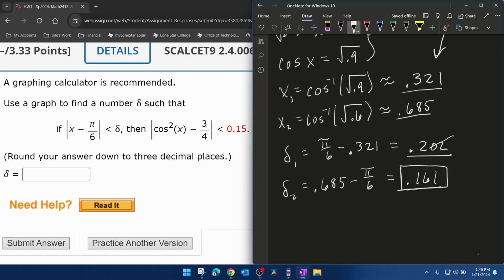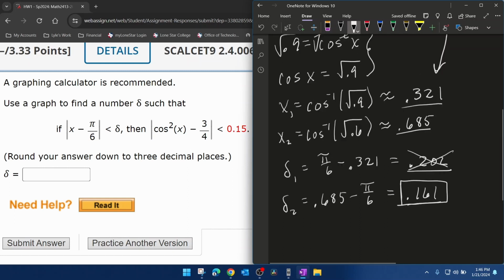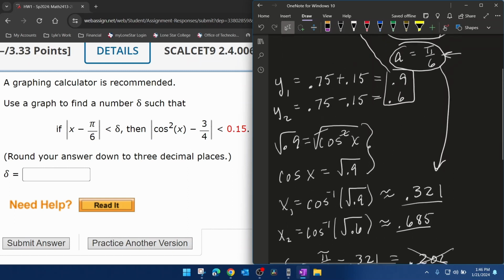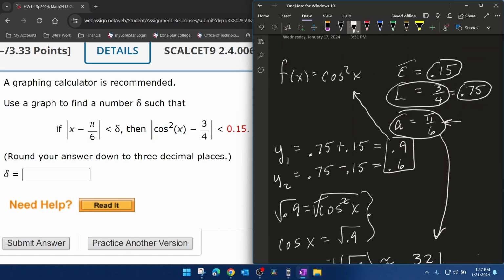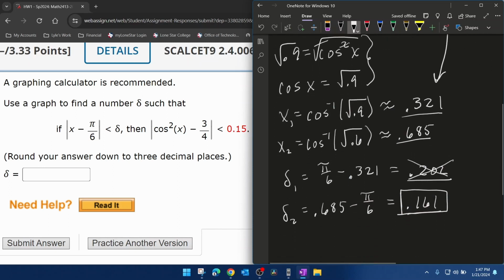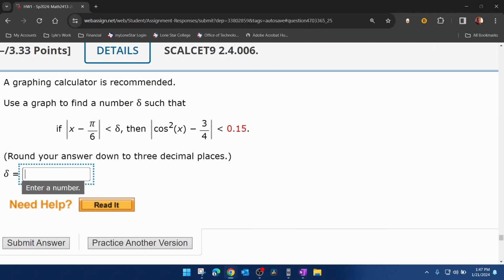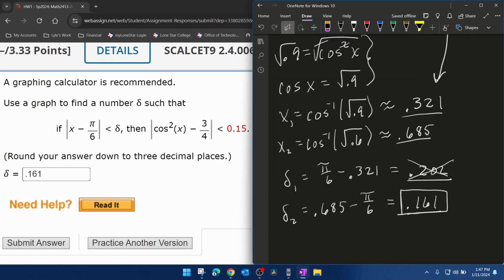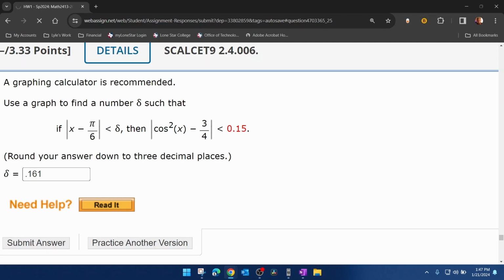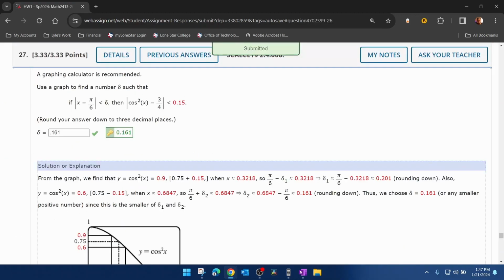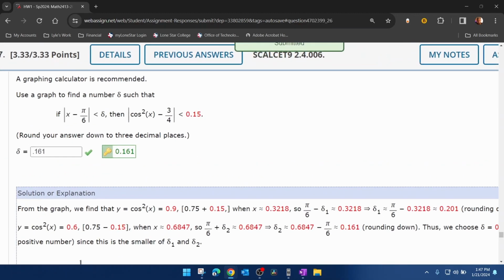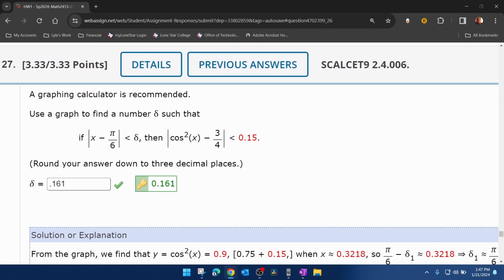That's the one we need. We need to stay the smallest distance away from pi over 6 to guarantee that we stay within 0.15 of L. And so the final answer here is 0.161. Final answer. Fingers crossed. Woo! And we're done, and it actually matches exactly this time.